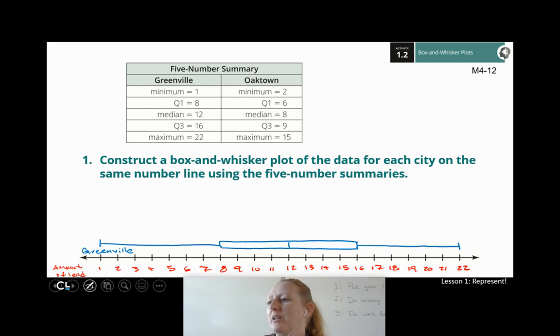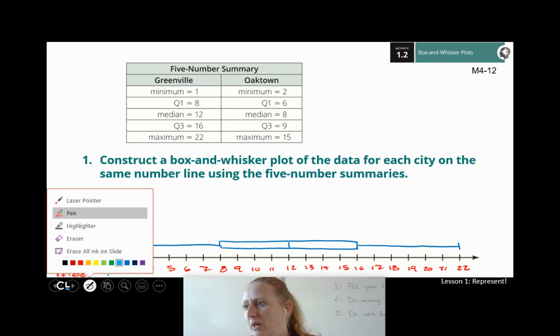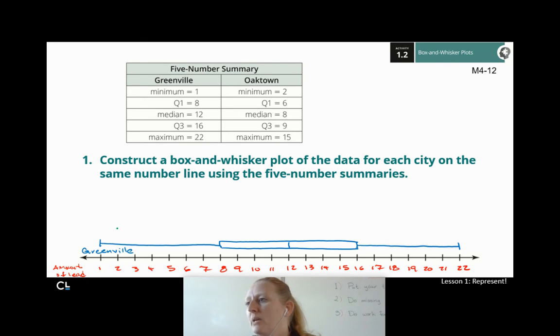All right, I'm going to grab another color. Now I'm going to use green, but not for Greenville, for Oaktown. My minimum is at 2, so I make my mark here at 2. My next notch is at 6 for my first quartile. My next notch is at 8 for my median. My next notch is at 9, whoa, for my third quartile. And then my next notch is at 15. That's all the way up there for my maximum.